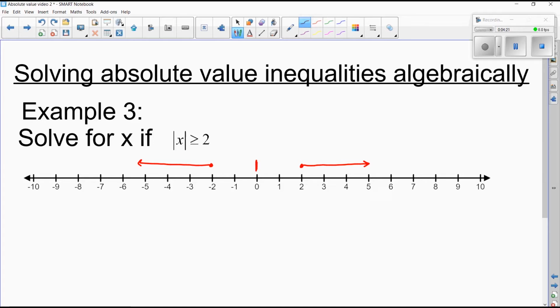So I write my solution. My solution will be x must be less than or equal to negative 2, sorry, negative 2. All numbers smaller than negative 2, or all numbers greater than 2. So here we use the word or.